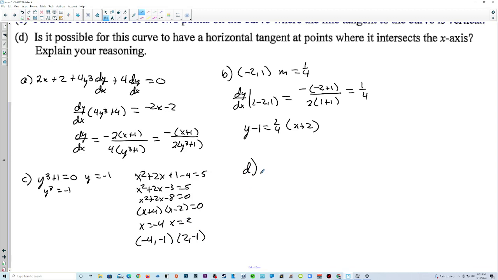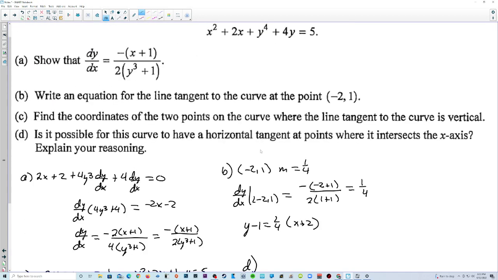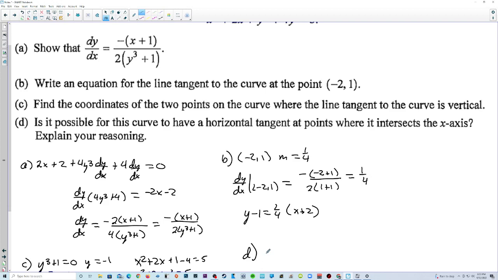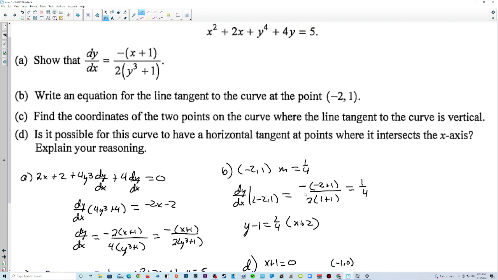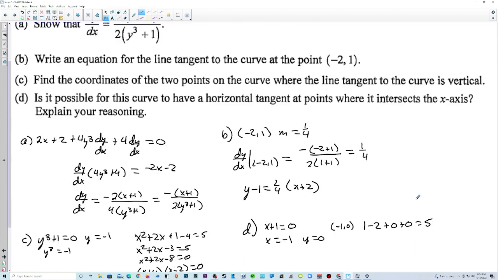Letter D. Is it possible for this curve to have a horizontal tangent at points where it intersects the x-axis? So in order to have a horizontal tangent, this x plus 1 on the top of the derivative up there, that has to equal 0. So x has to equal negative 1, and y would have to be 0 in order to cross the x-axis. So let's plug the point negative 1, 0 into the original equation. So 1 minus 2 plus 0 has to equal 5. And negative 1 does not equal 5.